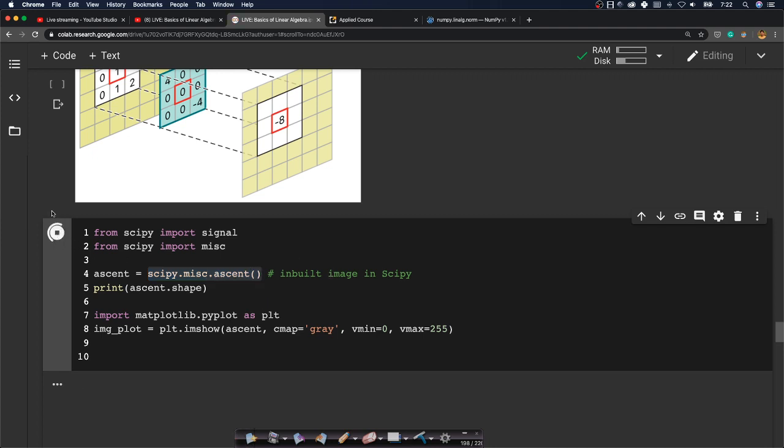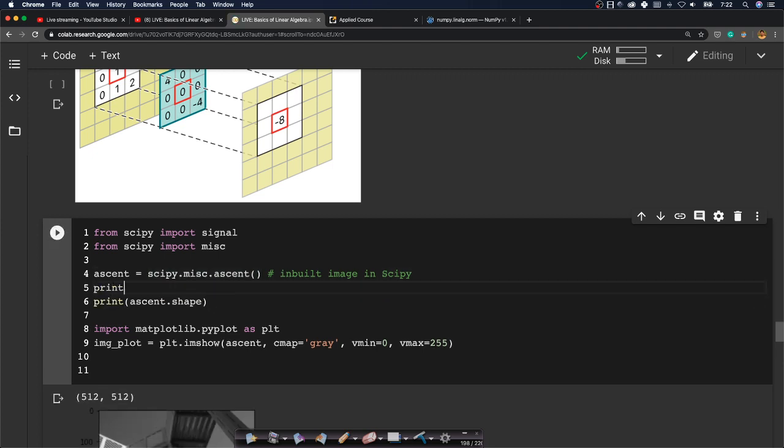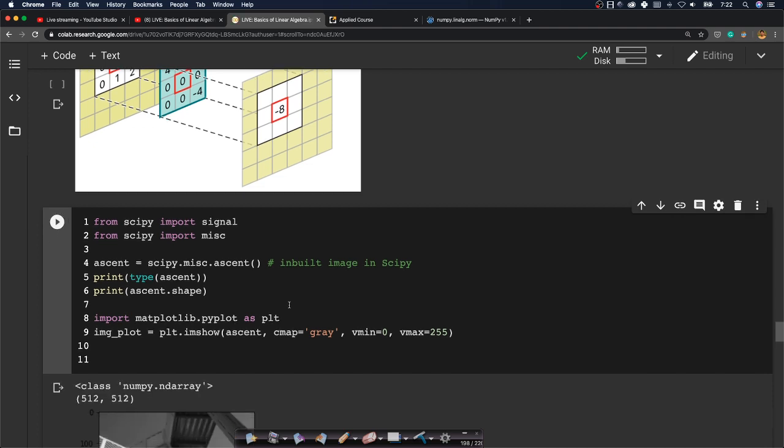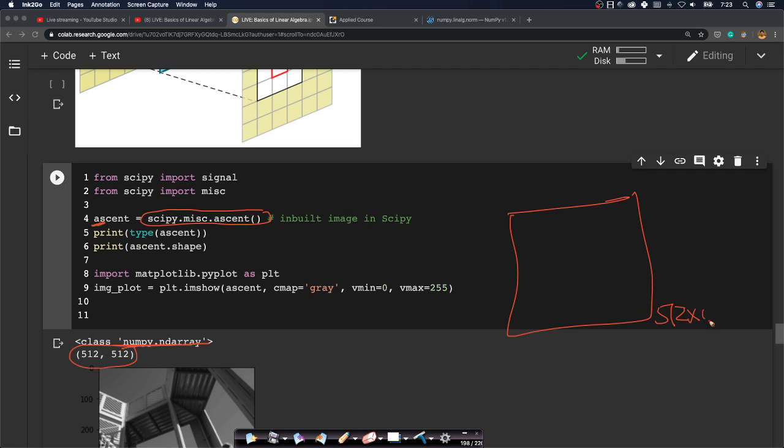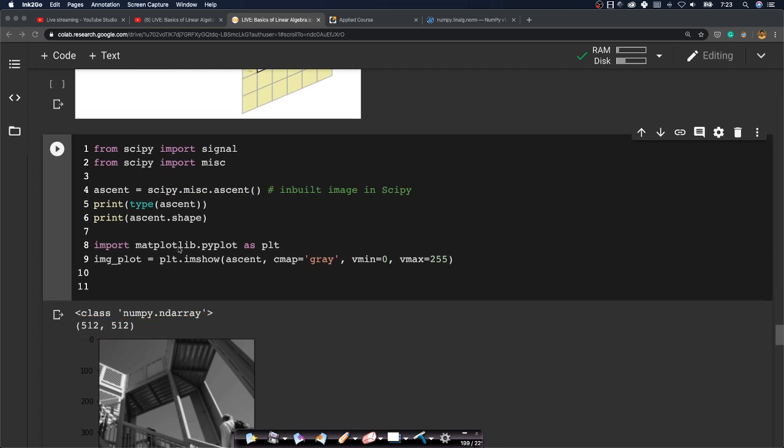Now, if you want to look at what the data type of Ascent is, let's actually look at that. So print type Ascent. Okay, so I'm just loading an ND array. There is actually an image which is already inbuilt in SciPy. I'm just loading that image. But what is that image? An image is nothing but a NumPy ND array. What is the shape of the ND array? 512 cross 512. So I have a two-dimensional array of size 512 cross 512. If I want to visualize this image, it's very, very easy using matplotlib. Again, we have discussed this in the course videos when we learn some image processing algorithms. It's actually one-line code. All I have to say here is import matplotlib as PLT.